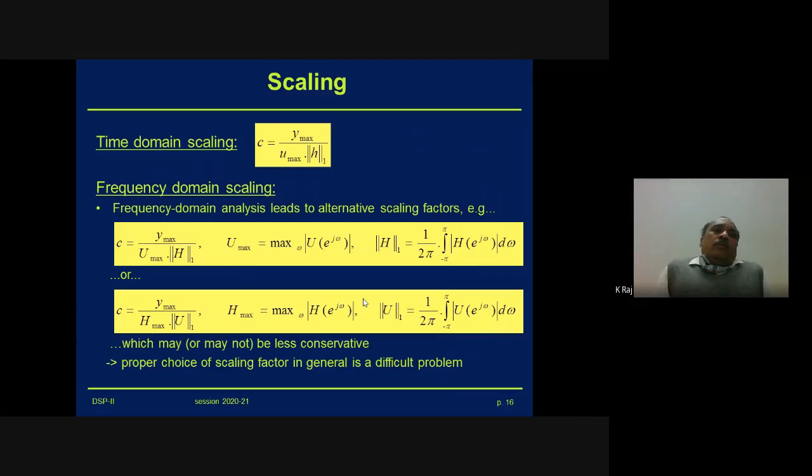Now, as we have discussed the time domain scaling, similarly we can decide here the value of the frequency domain scaling, and we can get that c will become y max upon h max, multiplied by the absolute summable value of u, that is the input. The proper choice of the scaling factor in general is a difficult problem, and we have to decide using different types of algorithms and concepts for the scaling factor here.